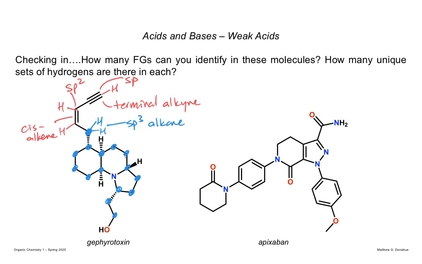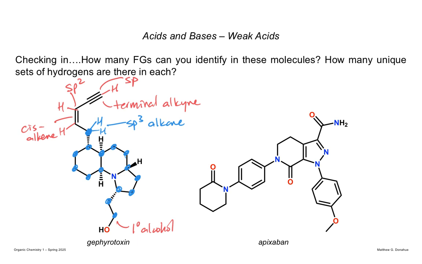So we get to the end, and then we have a primary alcohol. So we have all these functional groups. You can determine the total unique sets of H in there. There's quite a bit. So the question is, if you treat that molecule with a base, what functional group gets deprotonated first?